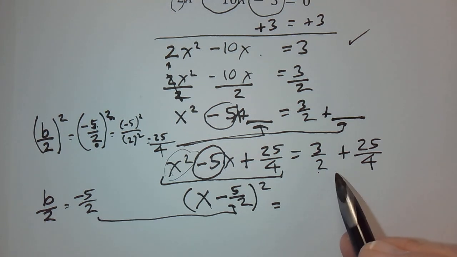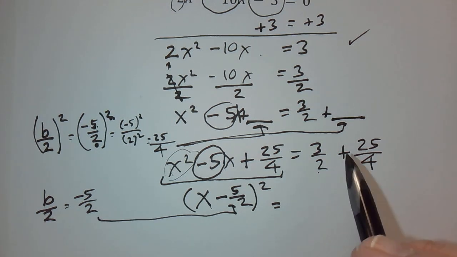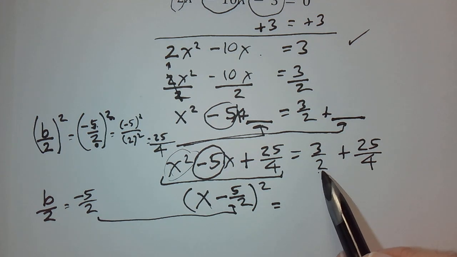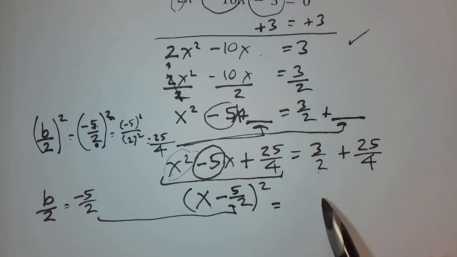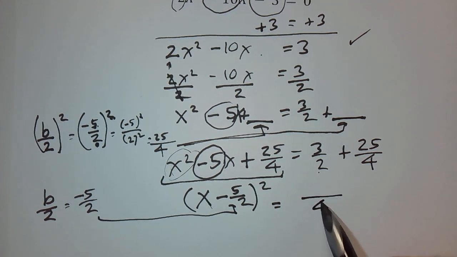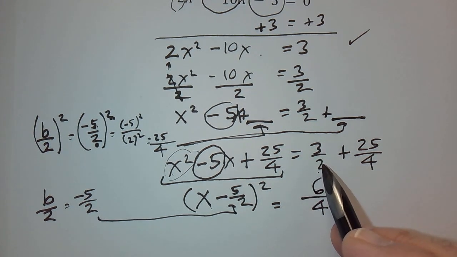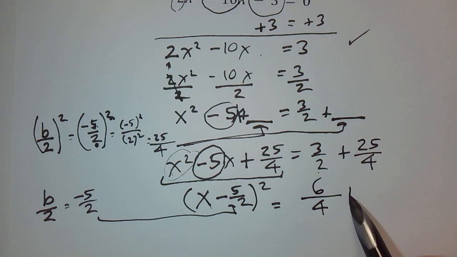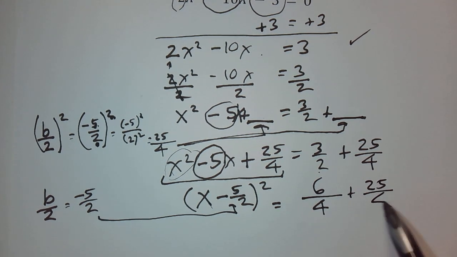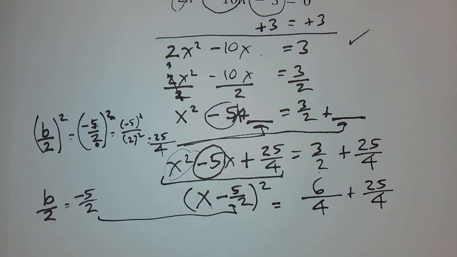We know when we're adding fractions, we have to have a common denominator. So we're going to turn this 2 into a 4 by multiplying it by 2. And if we multiply the bottom by 2, we have to multiply the top by 2. So 3/2 becomes 6/4 plus 25/4. So we're getting closer to being able to add those together.